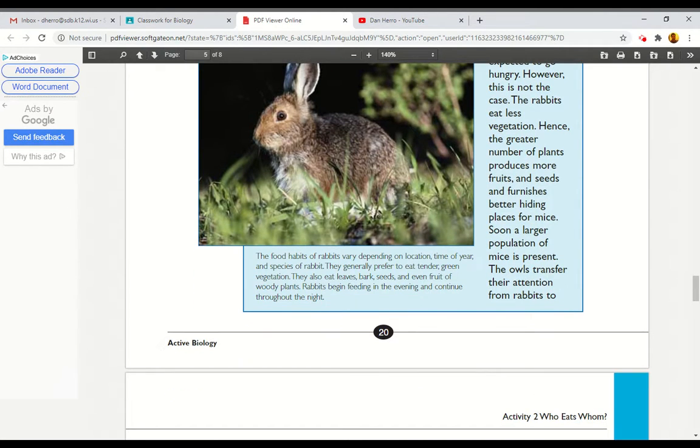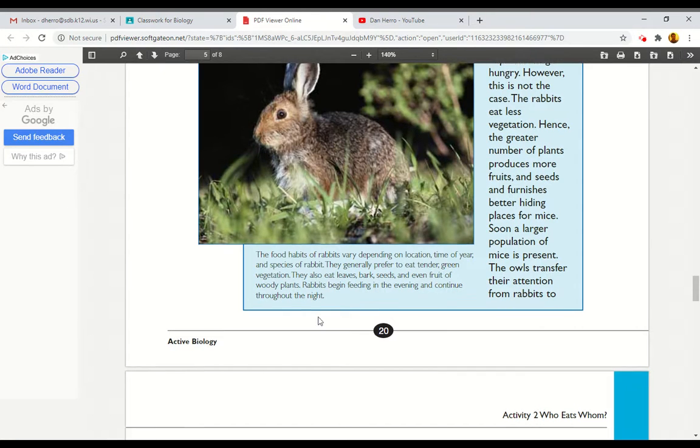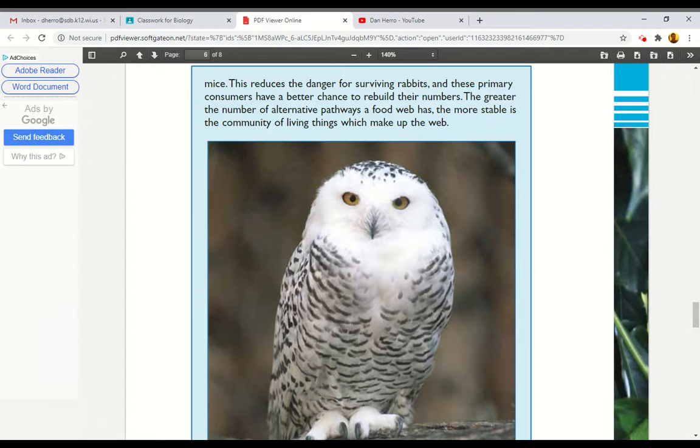Okay, where were we? The owls transfer their attention from rabbits to mice. This reduces the danger for surviving rabbits, and these primary consumers have a better chance to rebuild their numbers. The greater the number of alternative pathways a food web has, the more stable is the community of living things which make up the web.